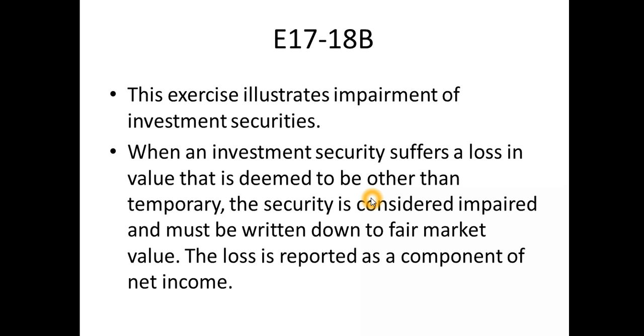Well, when the decline in a security is deemed to be other than temporary, which is just accounting speak for we think that the security's value has gone down and is going to stay down for a long time, the security is deemed to be impaired, and we have to write down the carrying amount of the security that's embedded in the investment in security asset account. We have to write that down to the lower fair market value, and that write down triggers a loss that is recognized in net income. So that's the issue being addressed here.